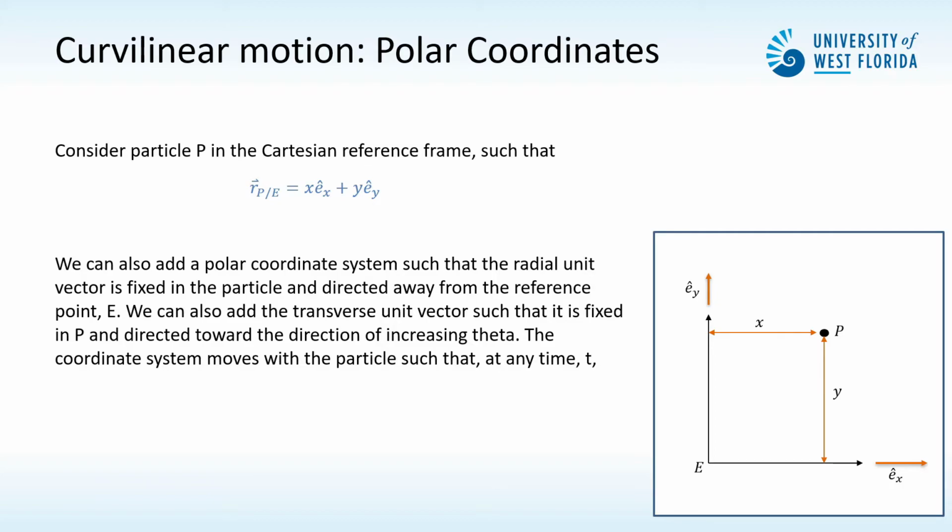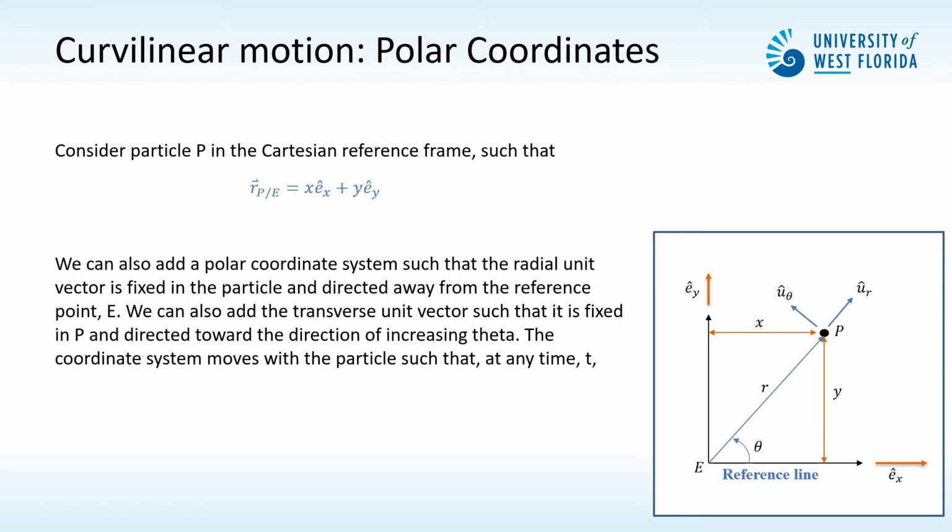So let's move on and let's think about polar coordinates. Polar coordinates will typically work like this. Let's say we have a particle P in the Cartesian reference frame such that the position of P with respect to E is x e_x plus y e_y. We can also add a polar coordinate system such that the radial unit vector, u sub r, is fixed in the particle and directed away from the reference point E.